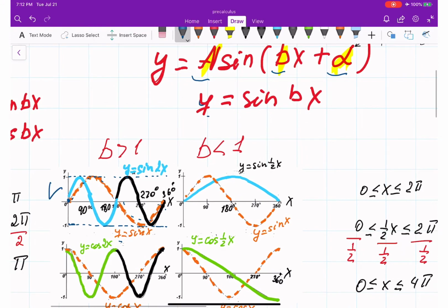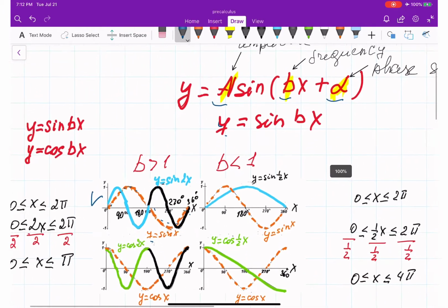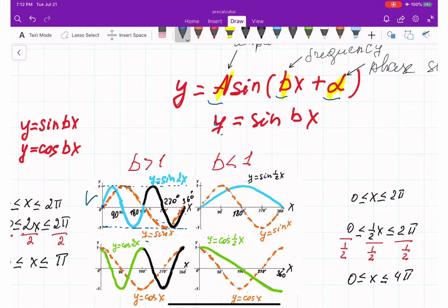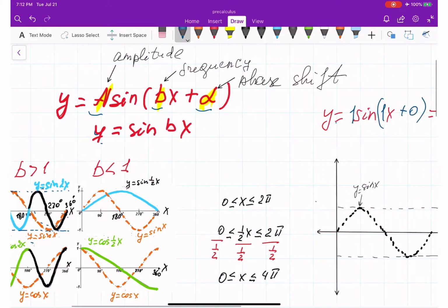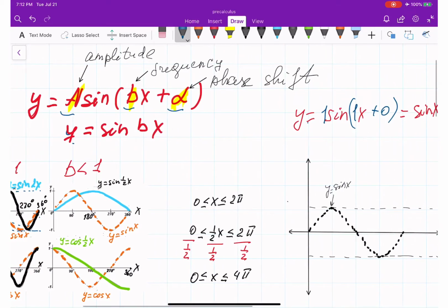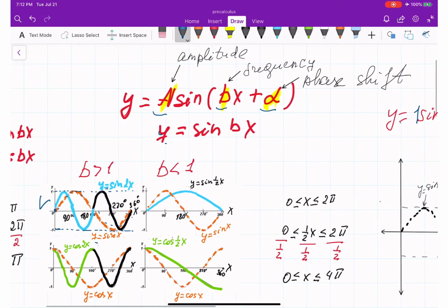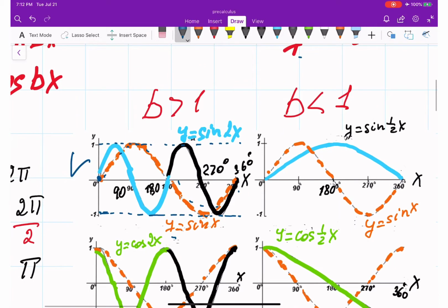And what else did we have there? Frequency. Frequency is also 1, which means one regular sine for one period, 2 pi, will fit on this graph. And it's just right here.